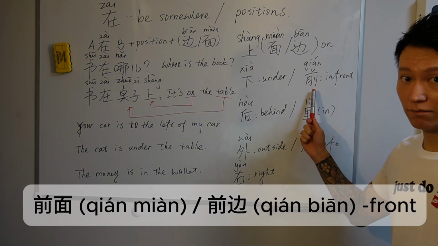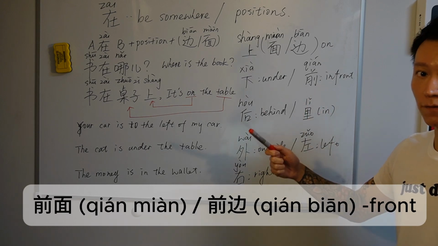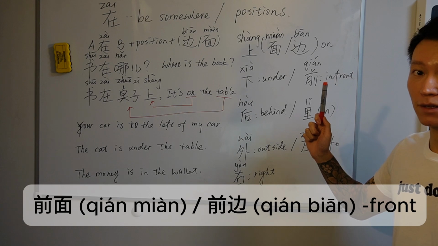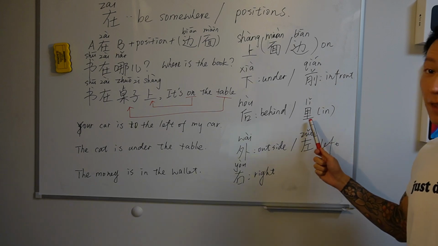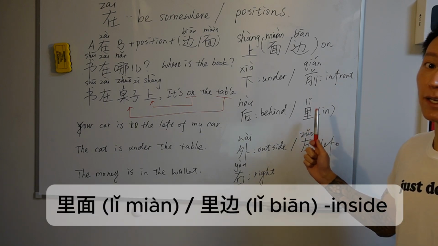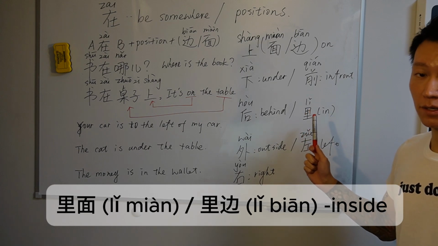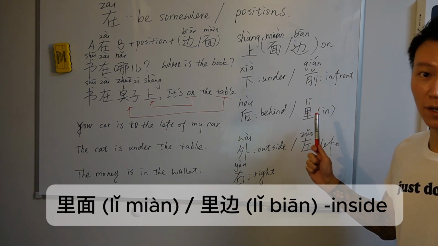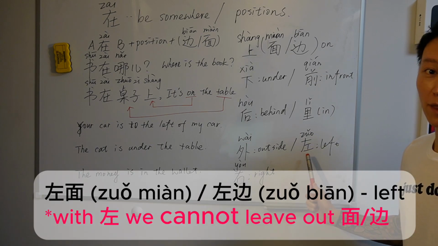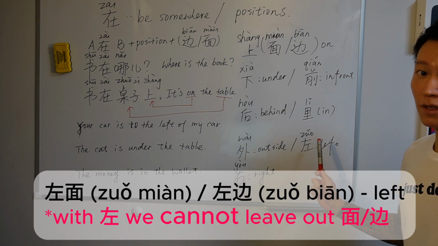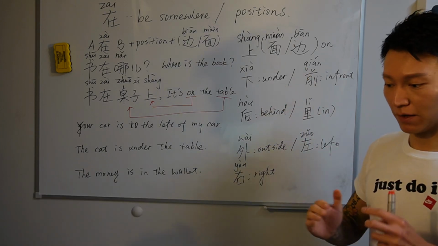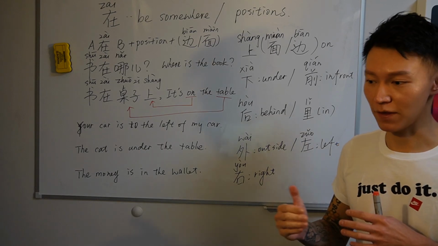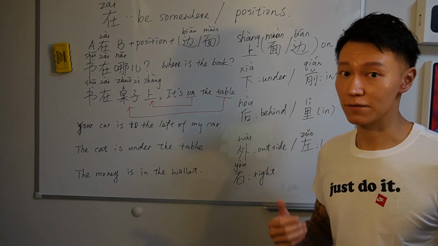Next one is 前 in front of, so 前面 in front of, 前边 in front of, 里 inside, 里面 inside, 里边 inside. 左 left, 左面 left, 左边 left. So these are some basic positions when we talk about something is somewhere, or something is on something, or something is to the left of something.